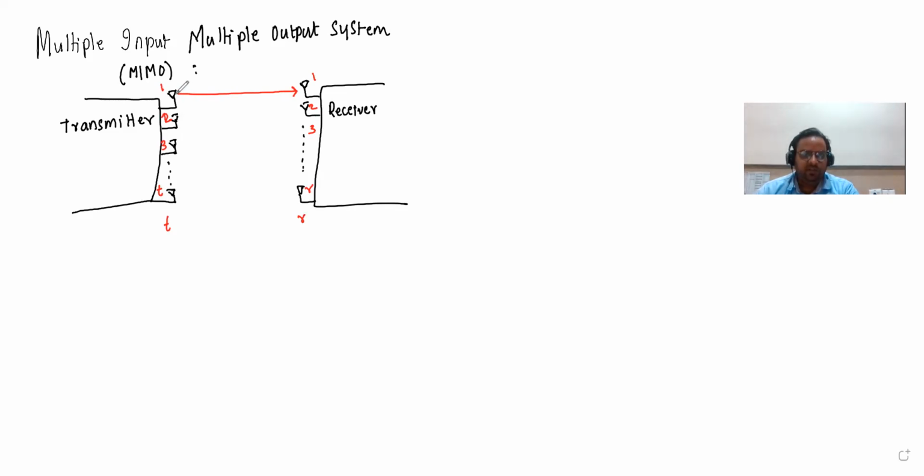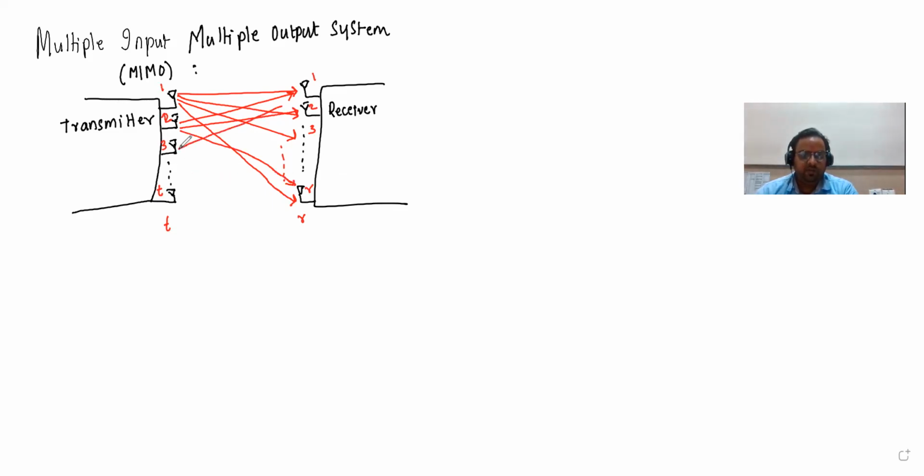Each of the signals transmitted from each of these antennas: the signal transmitted from the first antenna will be received at the first antenna, at the second antenna, at the third antenna, and so on, and finally at the Rth antenna. Similarly, the signal transmitted from the second antenna will be received at the first antenna, at the second antenna, and so on, and finally at the Rth antenna.